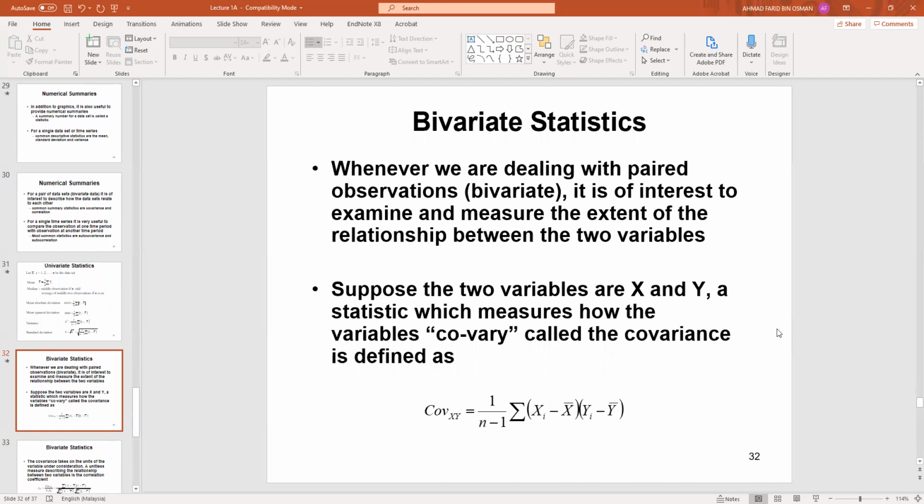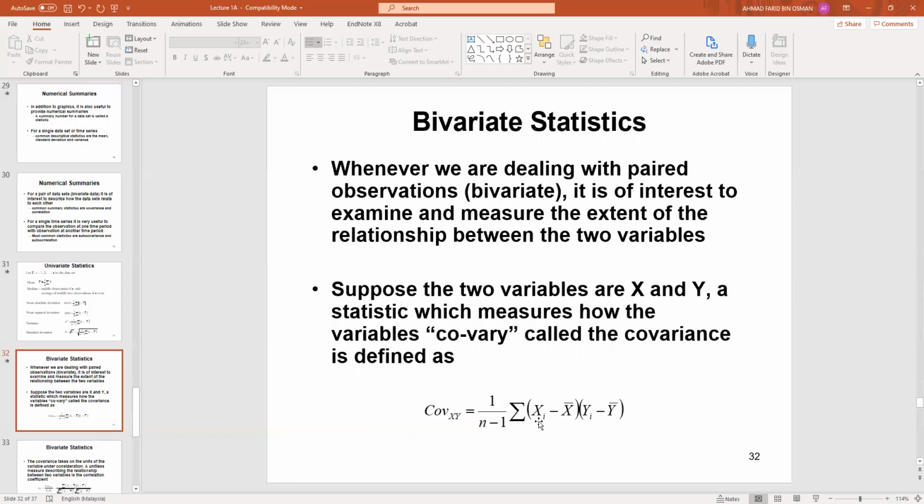So whenever we are dealing with paired observations or bivariate data, it is of interest to examine and measure the extent of the relationship between the two variables. Suppose the two variables are X and Y. A statistic which measures how the variables covary, called the covariance, is defined by this formula. So if you have two different variables X and Y, you can use covariance to represent how the two variables covary. Covariance means how they are moving together, whether they are moving in the same direction or in different directions.